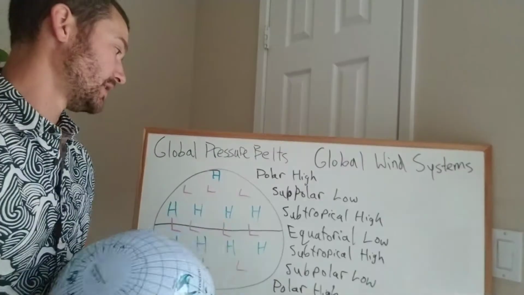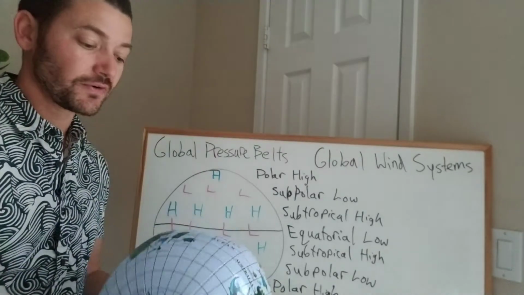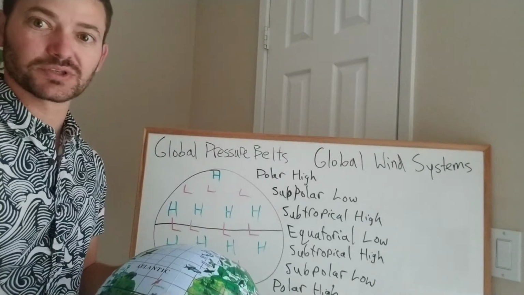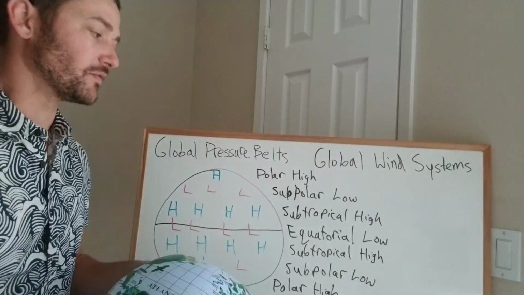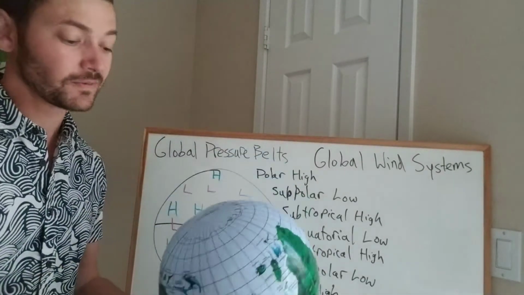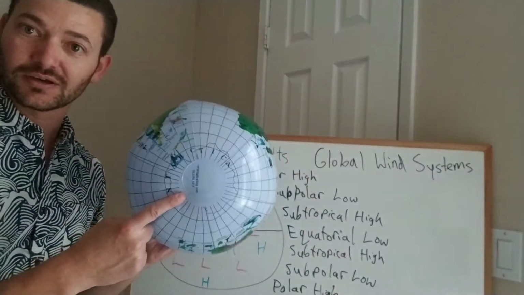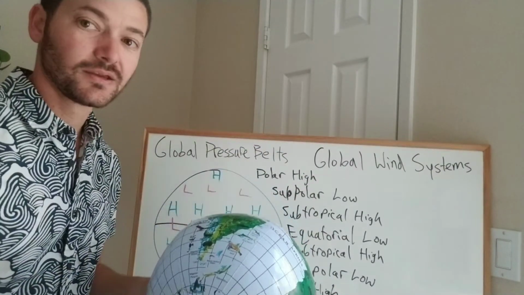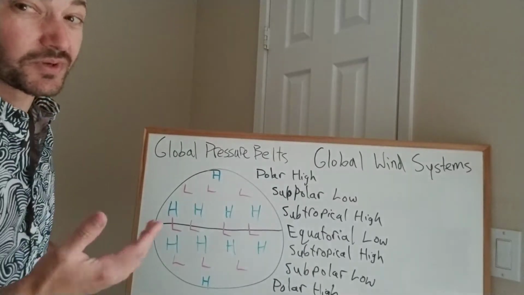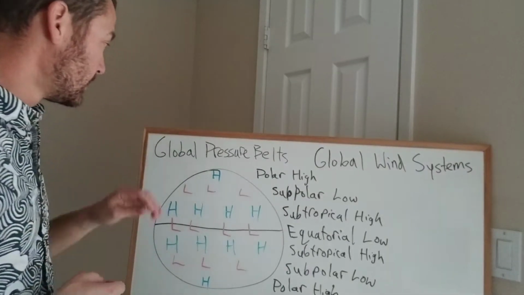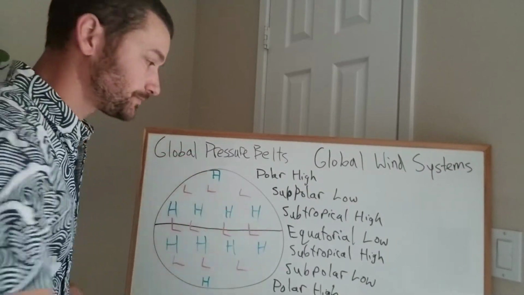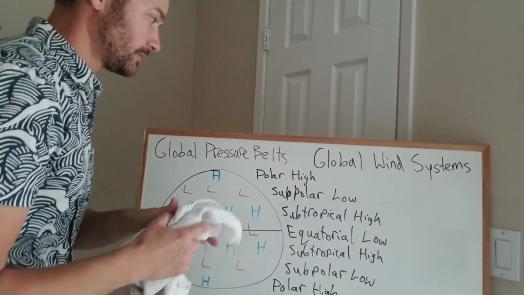So if you go to bar trivia, it's a good trick question: what's the driest desert on Earth? Everybody wants to say the Sahara, the Atacama. Usually the answer is Antarctica is the driest desert on Earth. Sort of a trick question, but it does count as a desert. Okay, so that's global pressure belts. Let me erase this real quick.